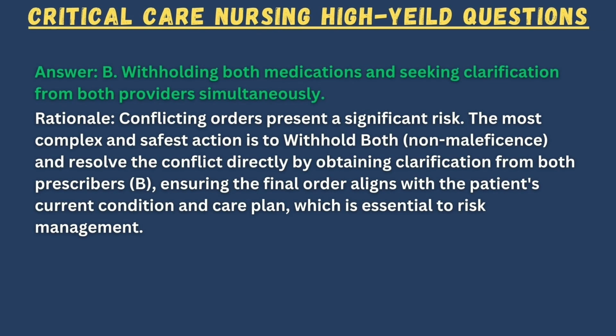Answer. B. Withholding both medications and seeking clarification from both providers simultaneously. Rationale. Conflicting orders present a significant risk. The most complex and safest action is to withhold both, non-maleficence, and resolve the conflict directly by obtaining clarification from both prescribers. Ensuring the final order aligns with the patient's current condition and care plan is essential to risk management.